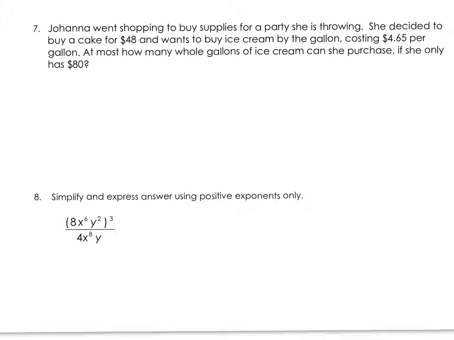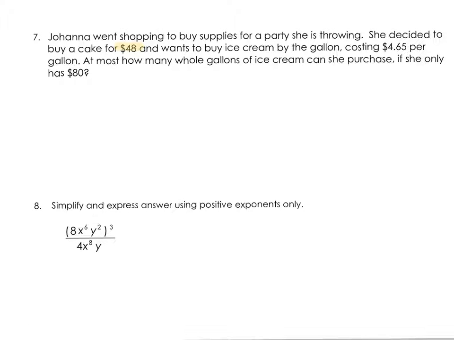Okay, on to the final two questions. Johanna went shopping to buy supplies for a party she is throwing, and she decided to buy a cake for $48. So I know that that's something that she's going to spend. And she wants to buy ice cream by the gallon, and I know that it costs me $4.65 per gallon.